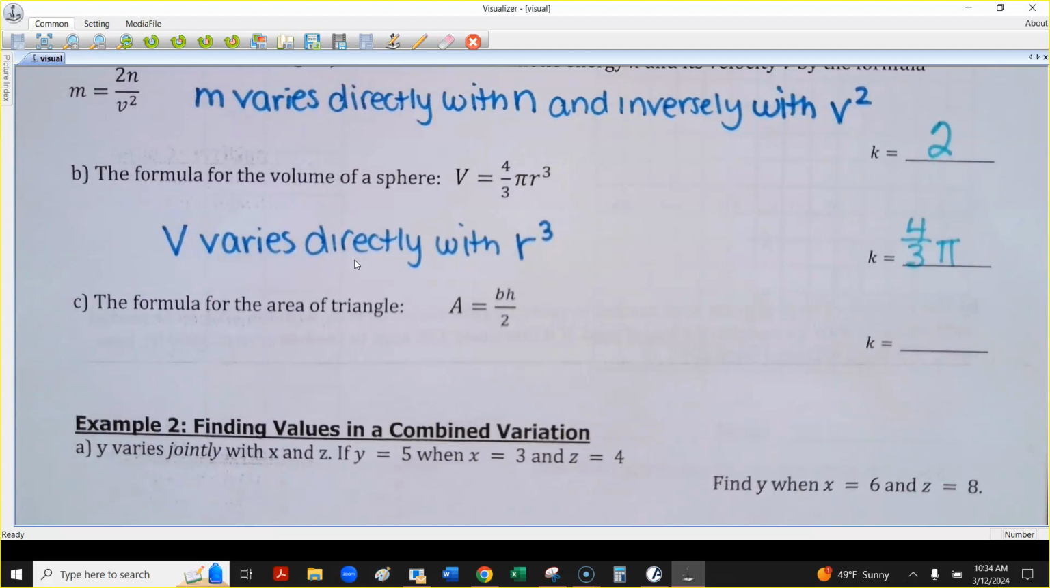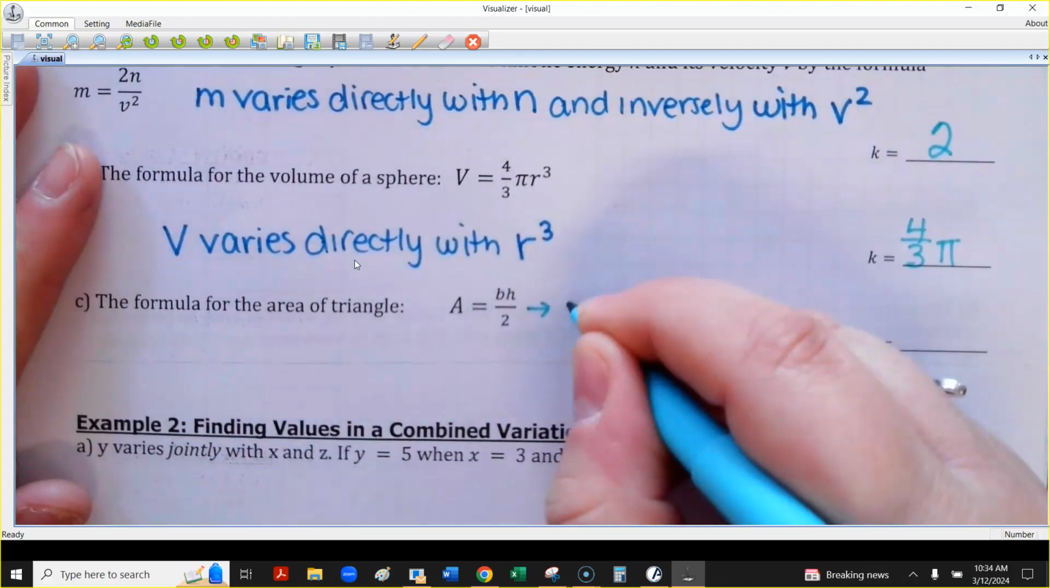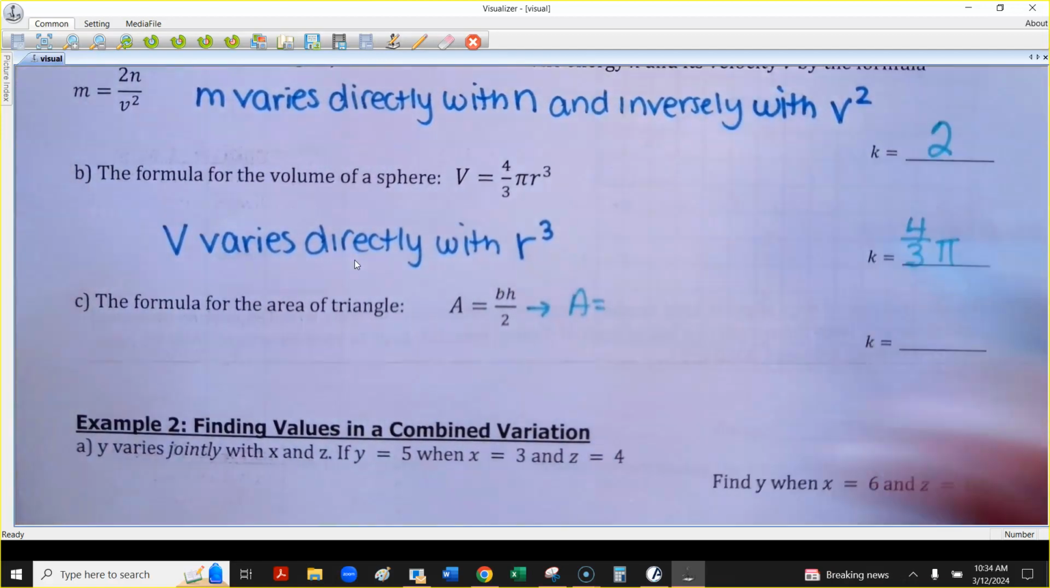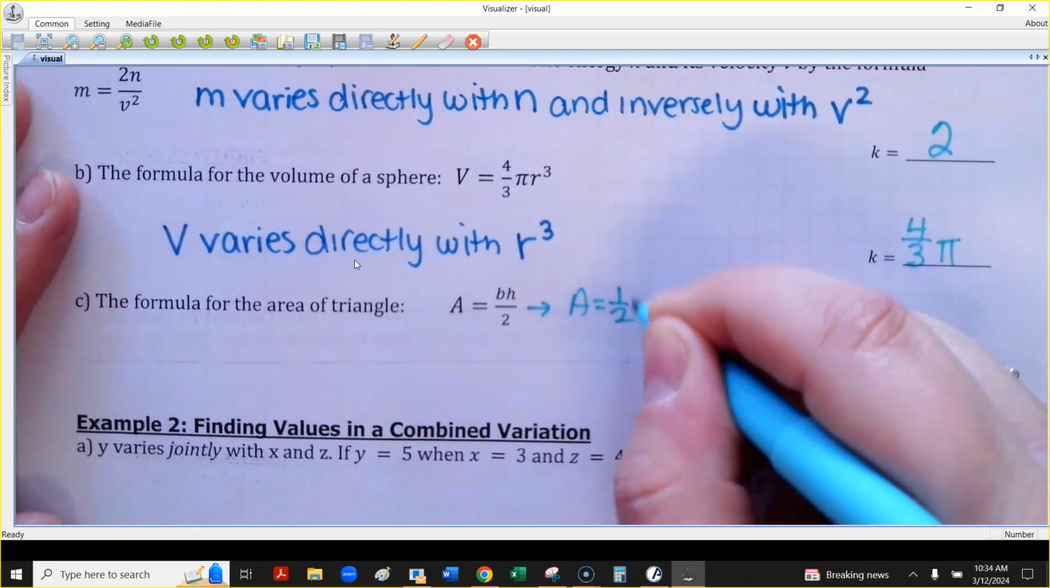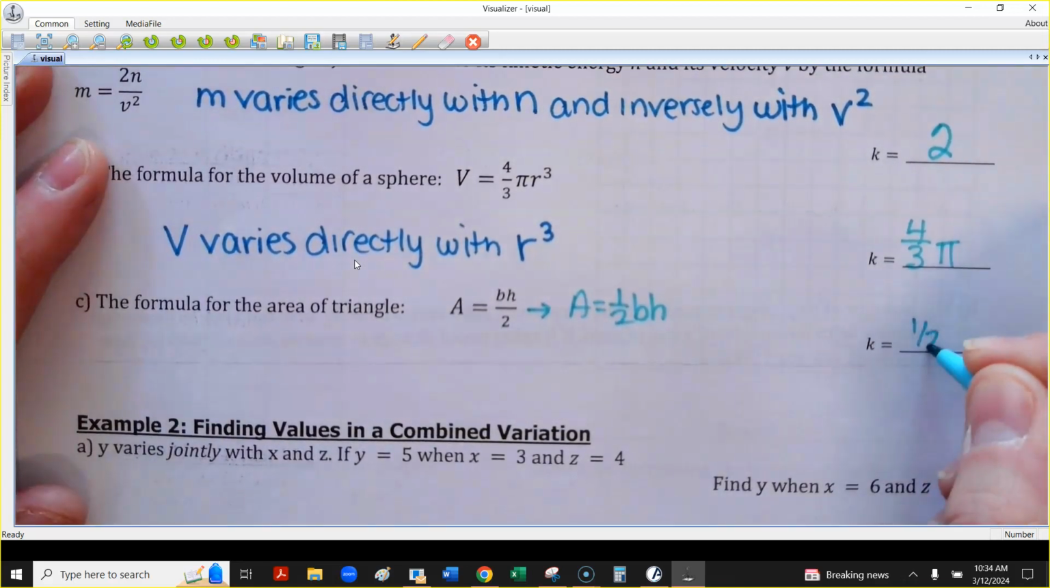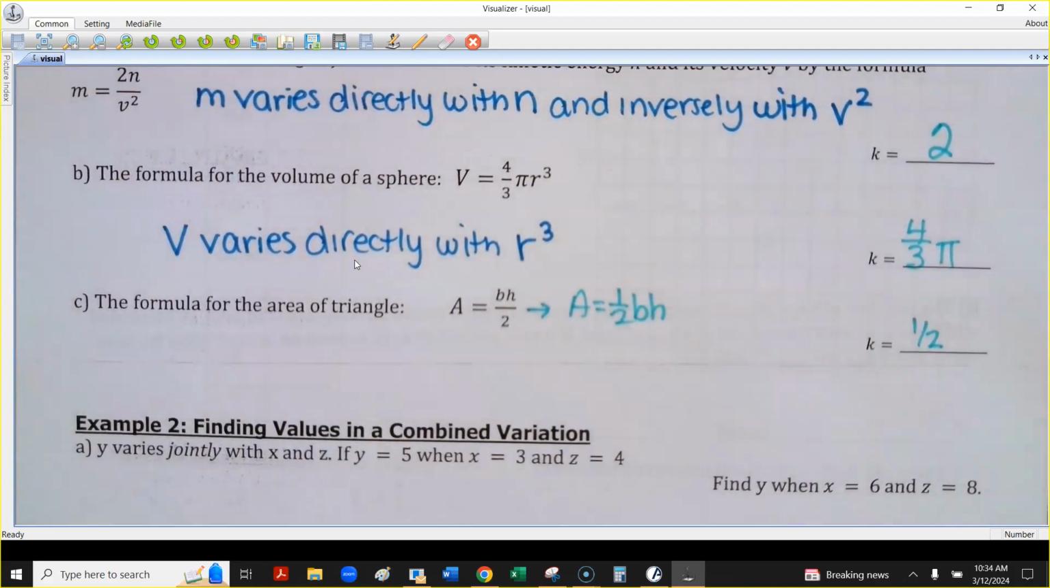1/2, right? This is how I learned it. I never learned base times height divided by 2, but they're the same, and 1/2 base times height would be the exact same formula. So the k value there is actually the 1/2. Now, everything's being multiplied there. I have no variable in a denominator, so I don't have any kind of inverse relationship.